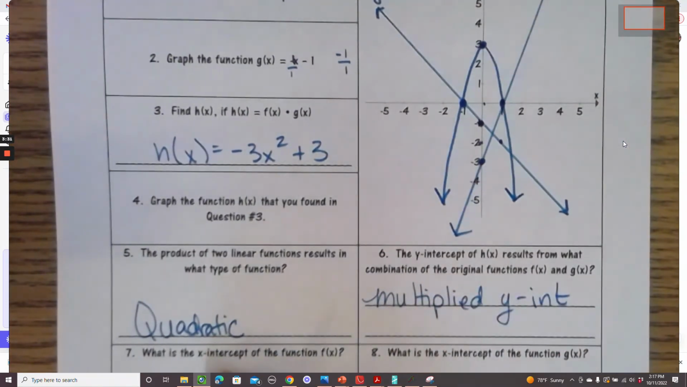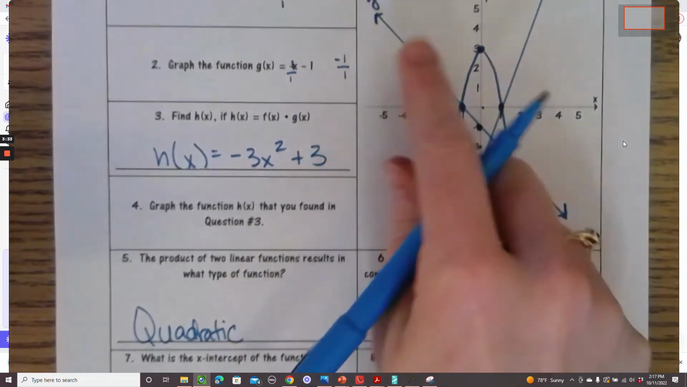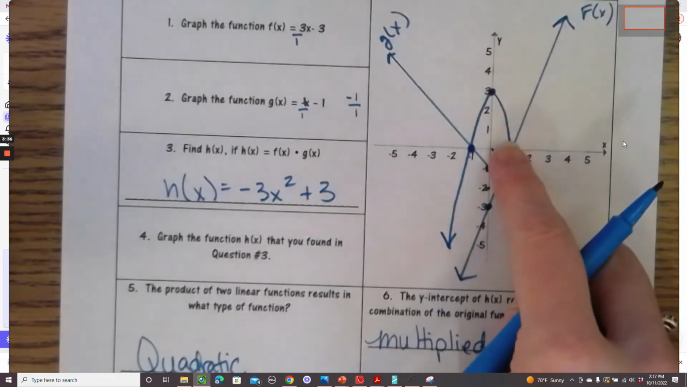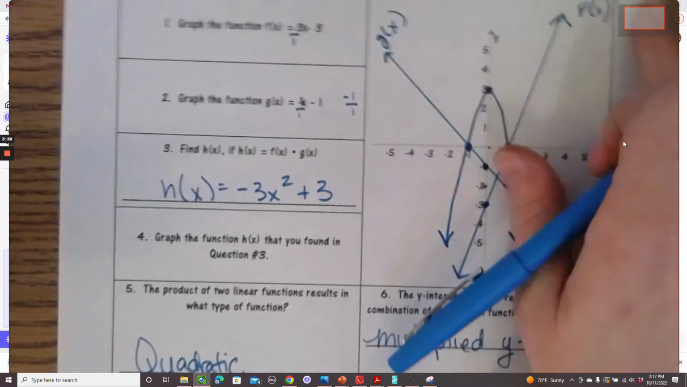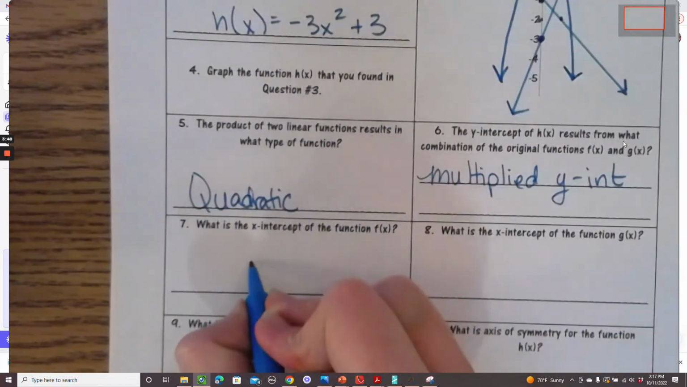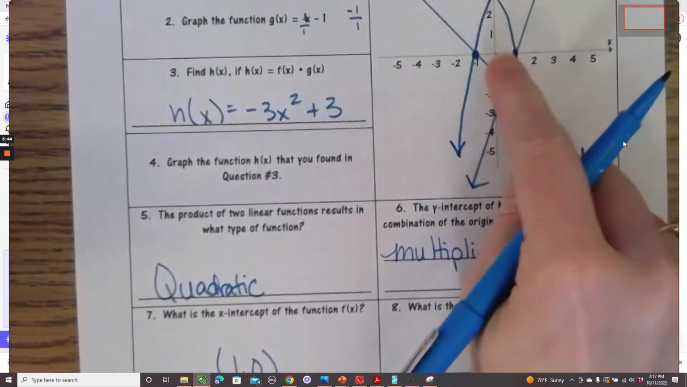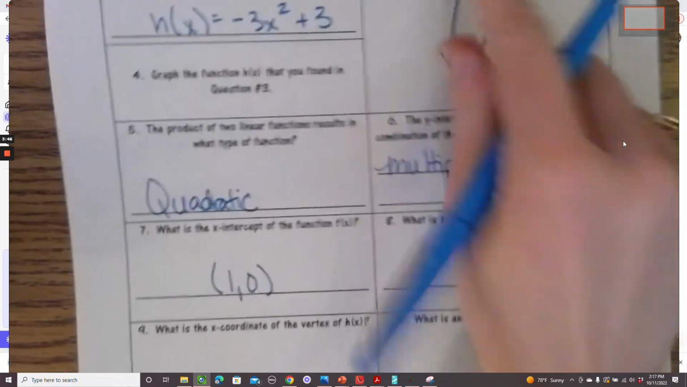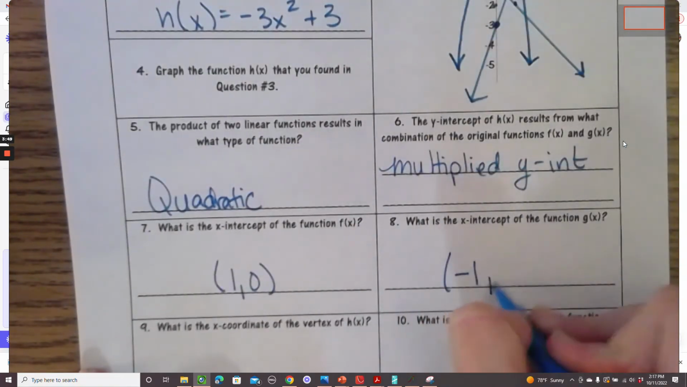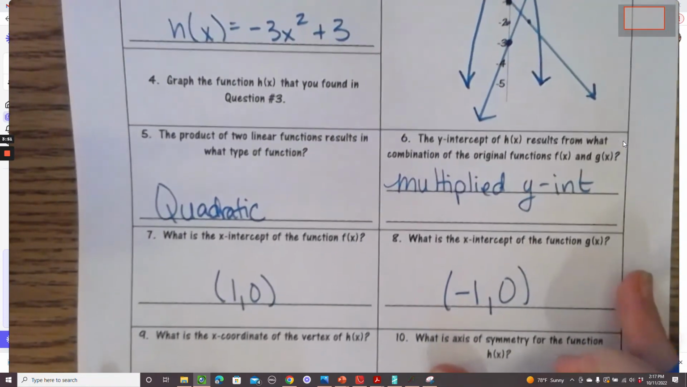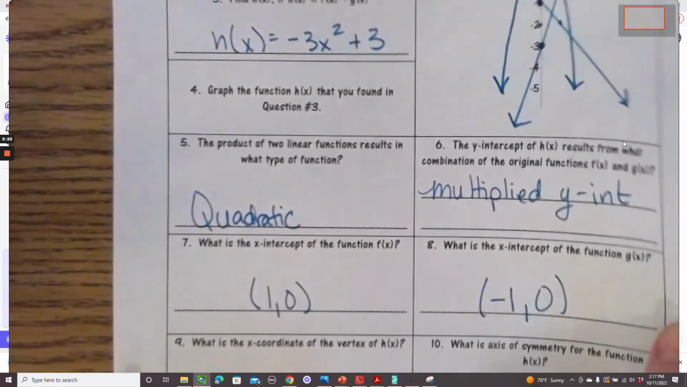All right, the next question says, what is the x-intercept of f of x? So this is f of x. Here's where it crosses. That point is 1, 0. What is the x-intercept of g of x? That's this point here. That's negative 1. And so your linear functions will have the same x-intercepts as your quadratic function.